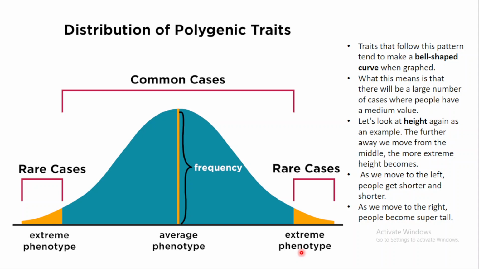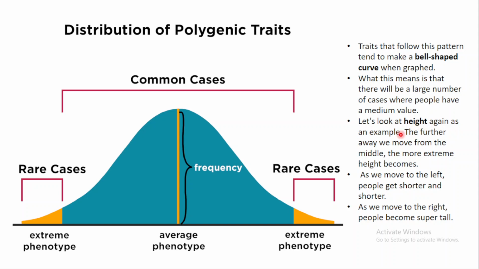Now, the traits which follow these polygenic inheritance patterns tend to make a bell-shaped curve graph, where most of the common or average cases have the highest frequency, whereas there are rare cases at both ends of the bell curve, the extreme phenotypes at both ends, and the average phenotype with the highest frequency. What this means is that there will be a large number of cases where people have a medium value. So people will have more average values.